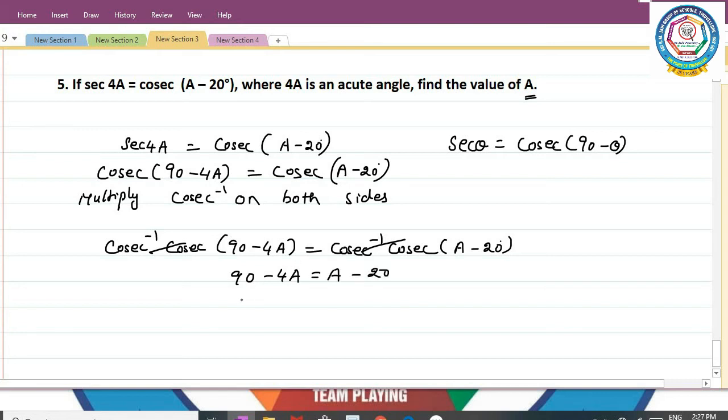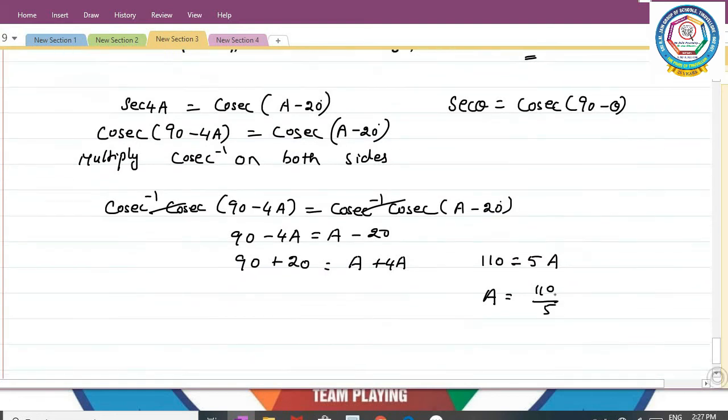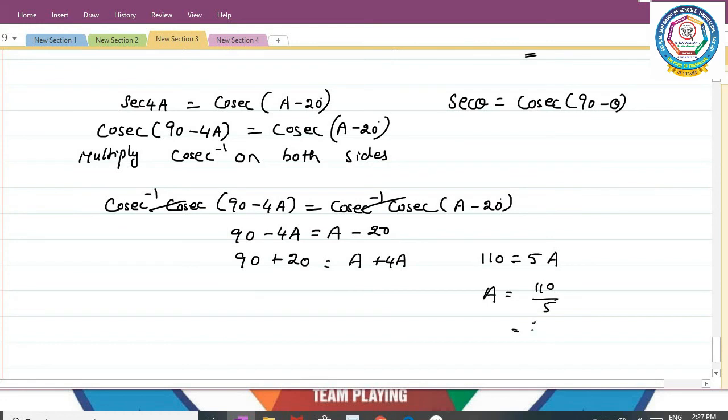I am going to collect the terms. Here 90 is there; minus 20 comes to that side as plus 20. Already A is there; minus 4A goes to that side as plus 4A. Therefore, 110 equals 5A. We have to find the value of A. Therefore, A equals 110 by 5. We use the 5 table: 2 fives are 10, 2 fives are 10. Therefore, A equals 22 degrees.